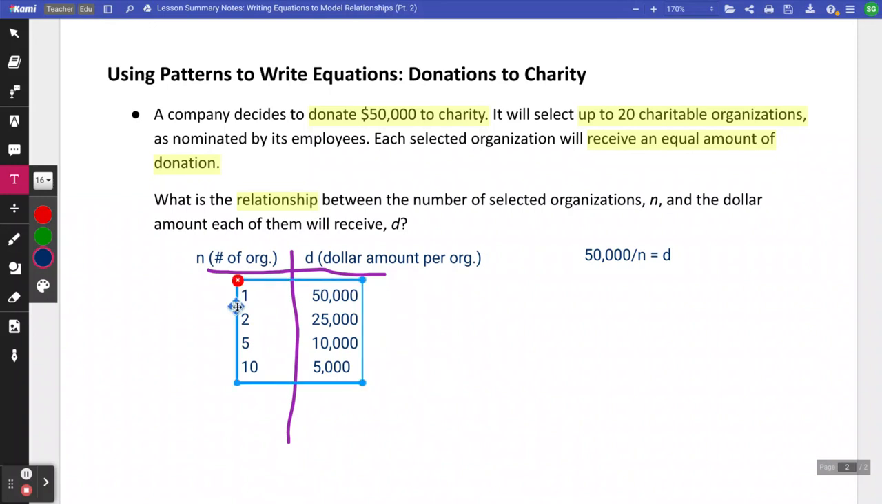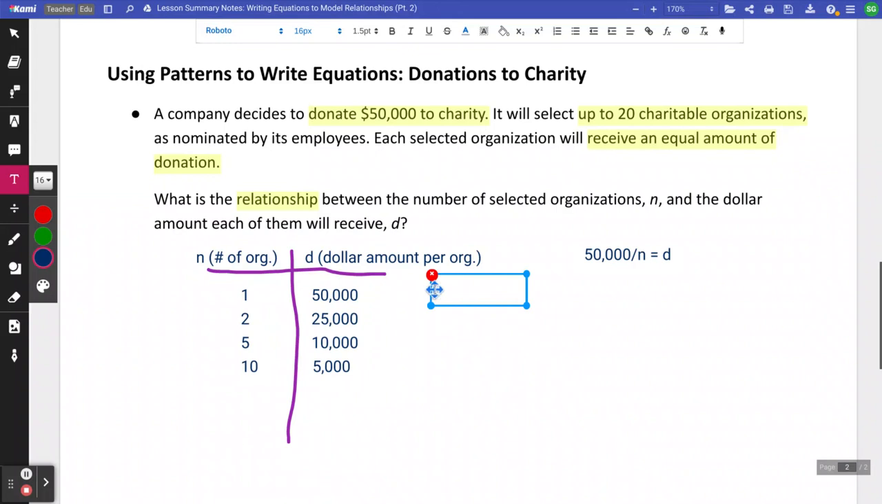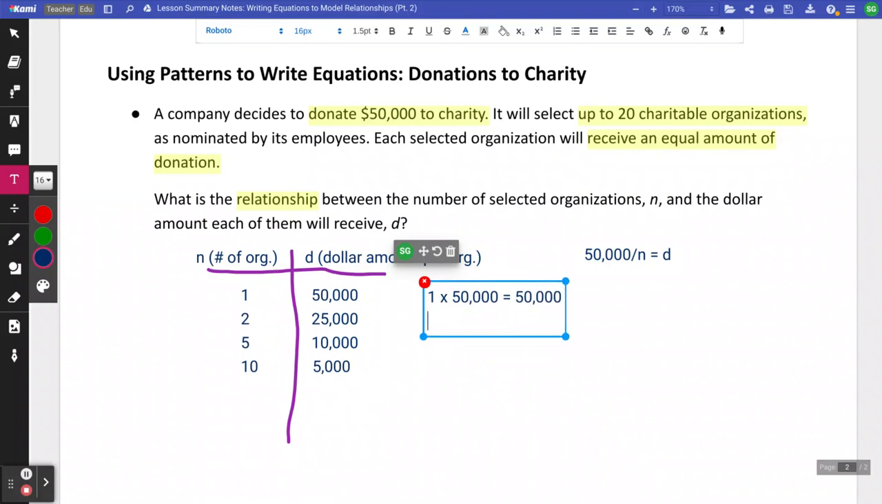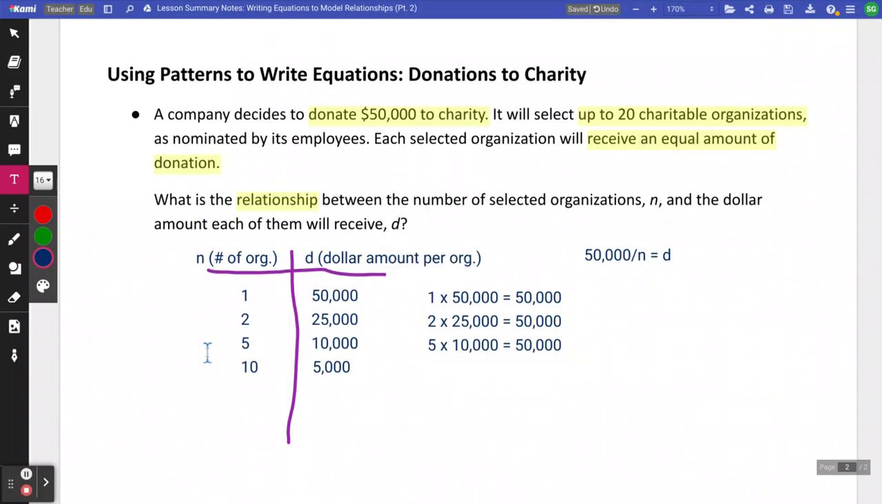As I'm comparing the 1 and the 50,000, the 2 and the 25,000, the 5 and the 10,000, I notice that every single time when I multiply that X value times my Y value, every single time I'm getting 50,000. 5 times 10,000 equals 50,000. That's going to be because if we multiply how much money each organization gets times the number of organizations, it's going to take me back to that total money they have for the organizations.